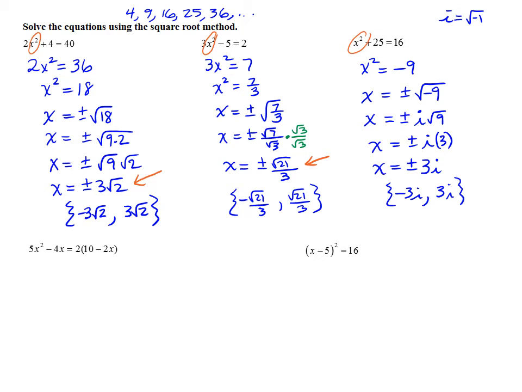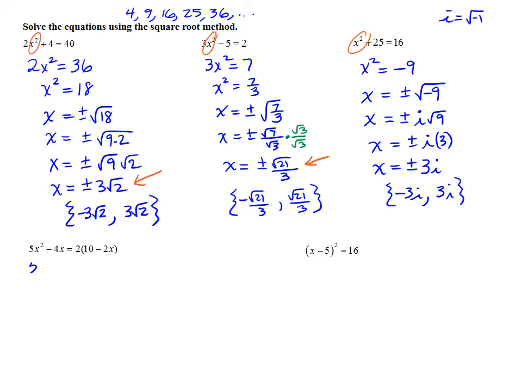I have two more examples I want to look at. 5x squared minus 4x equals 2 times 10 minus 2x. Now when you first look at this example, you might think, well, there's bx terms there. Take a pause and think about how we would normally work with equations, which is to simplify each side. And then if we think we're going to need to use factoring or the quadratic formula, get things on one side. So let's do that.